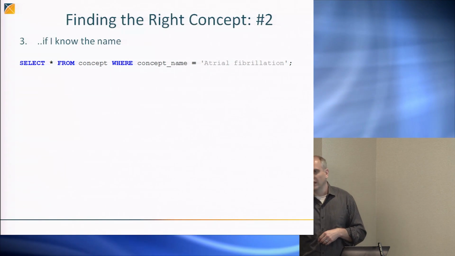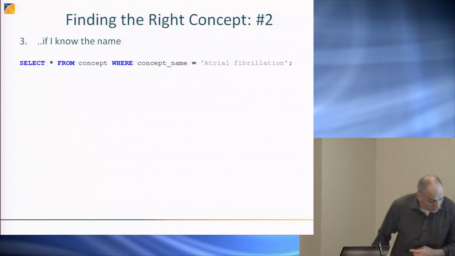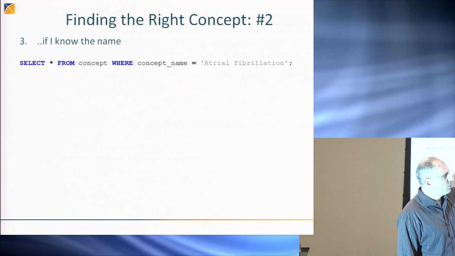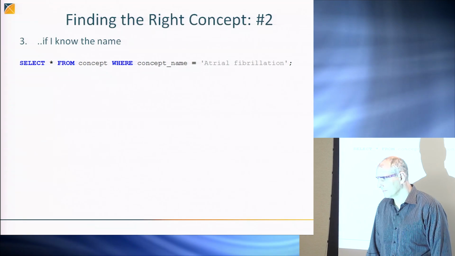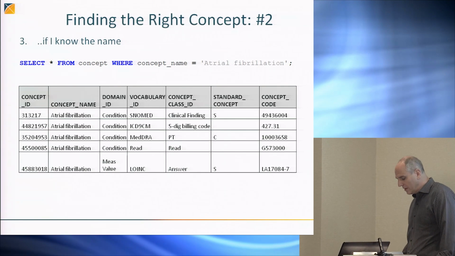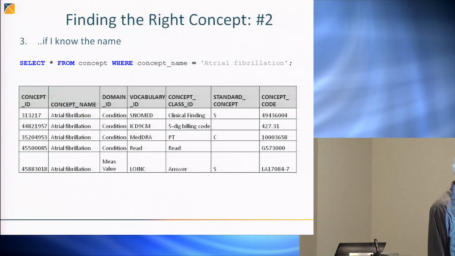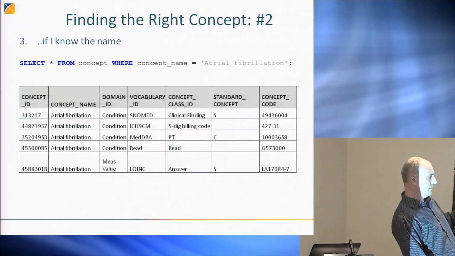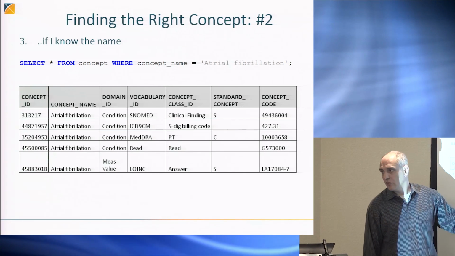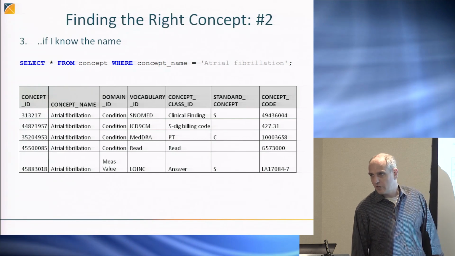Next, if you know the name, and that's probably the most common, I need atrial fibrillation. Well, you say select star from concept where concept name is atrial fibrillation. And if you do this, then you get not one, but 5. And of course, one of them is our friend, the first one, 313217. And these are the other vocabularies. They also have atrial fibrillations. Somebody asked that question a second ago. So now you have lots of atrial fibrillations.